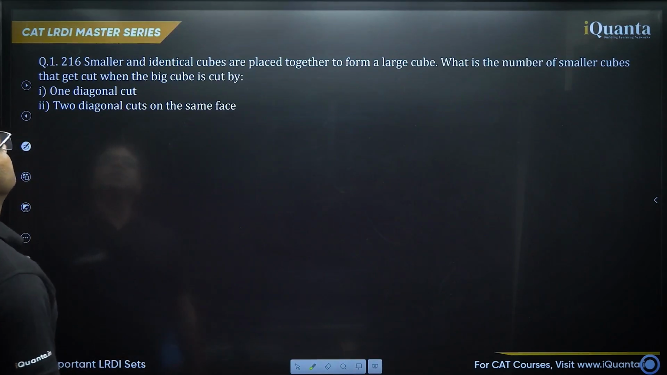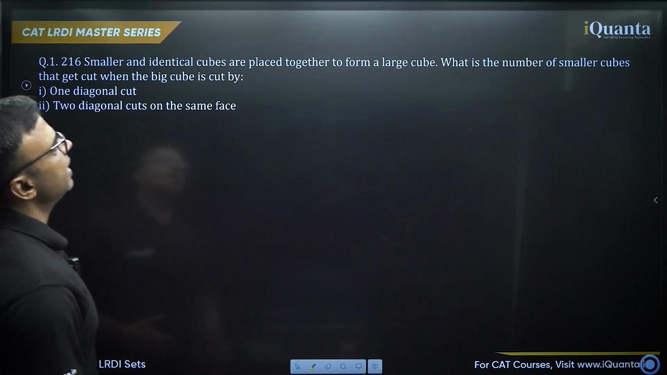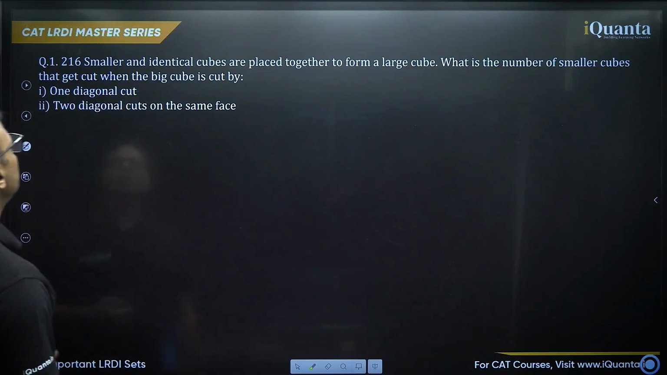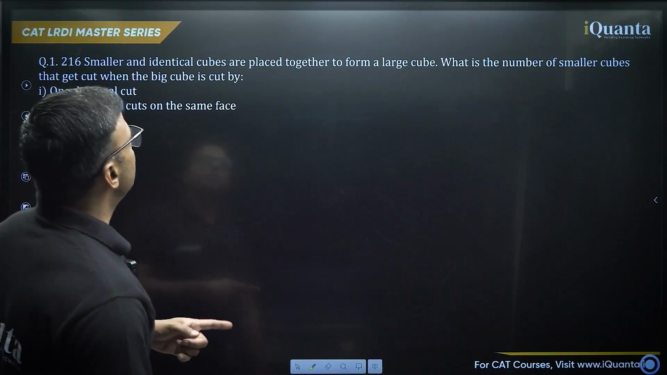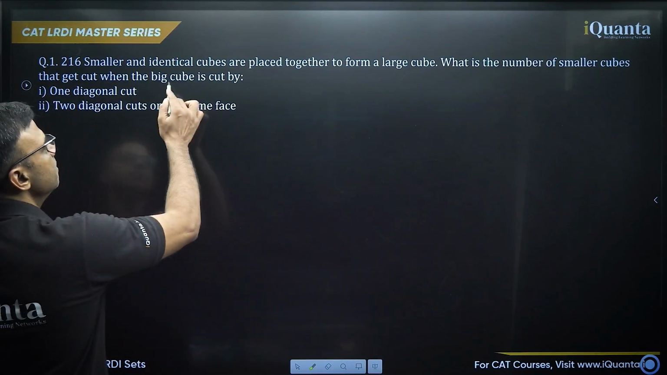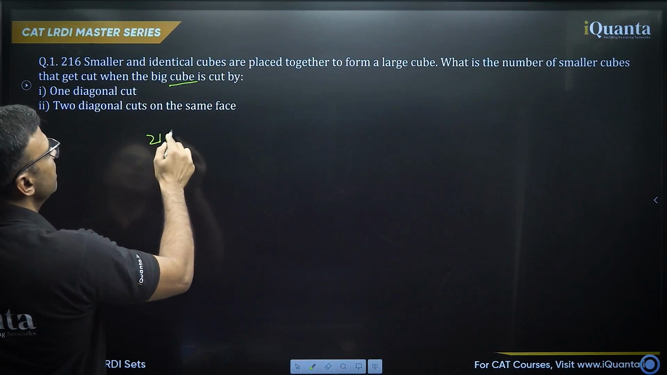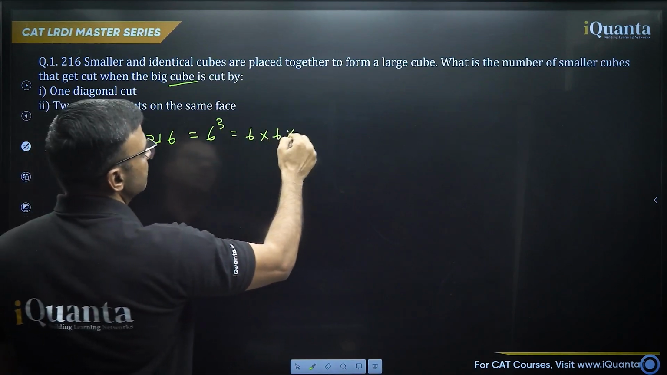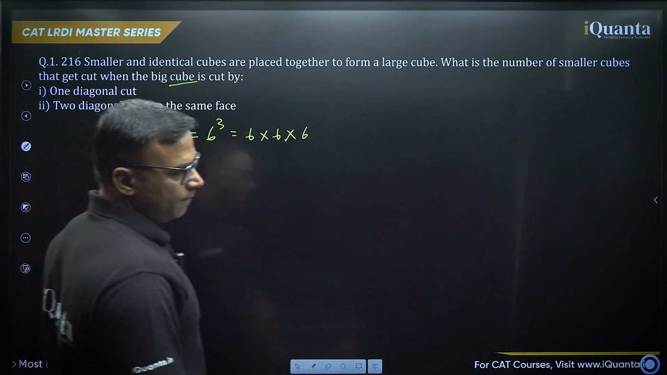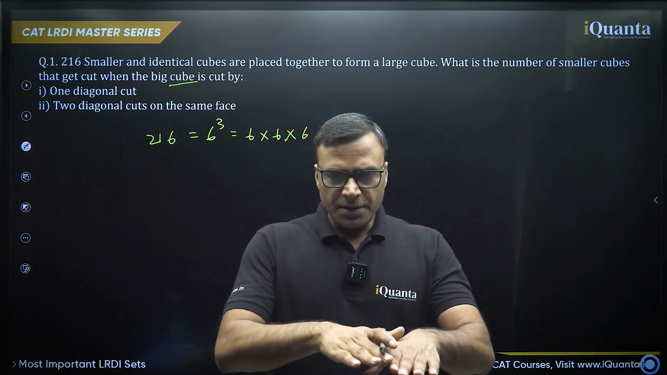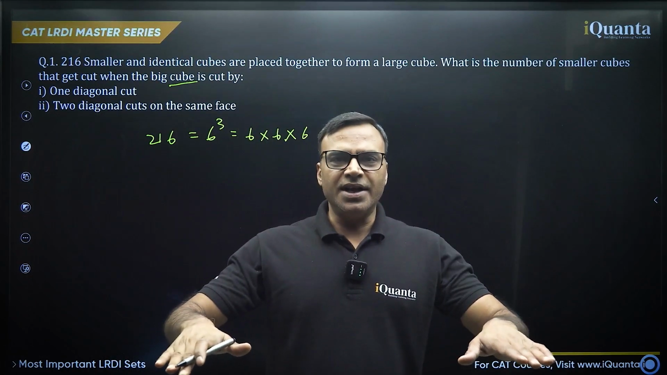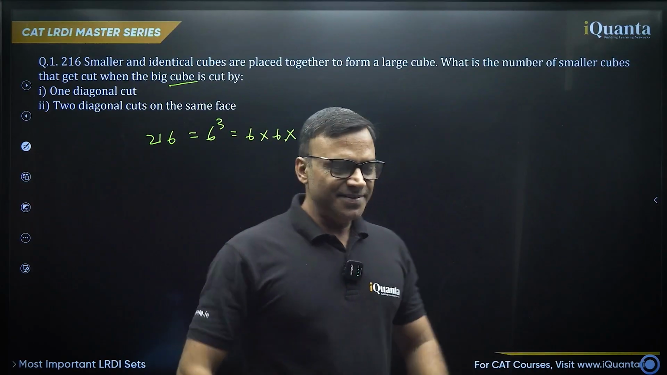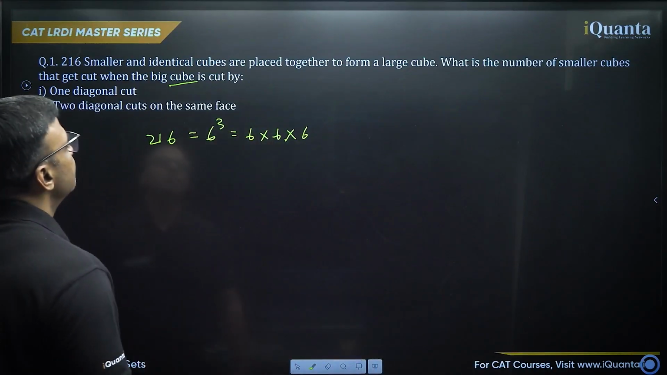Let's look at this. It says 216 smaller and identical cubes are placed together to form a large cube. What is the number of smaller cubes that get cut when the big cube is cut by? Now this is a cube, right? So the total number has to be divided into 3 equal parts. 216 is 6 cubed, that is 6 into 6 into 6. So it has to be 6 layers, and in each layer there will be 6 rows and 6 columns, right? So it will be a spreadsheet like that.